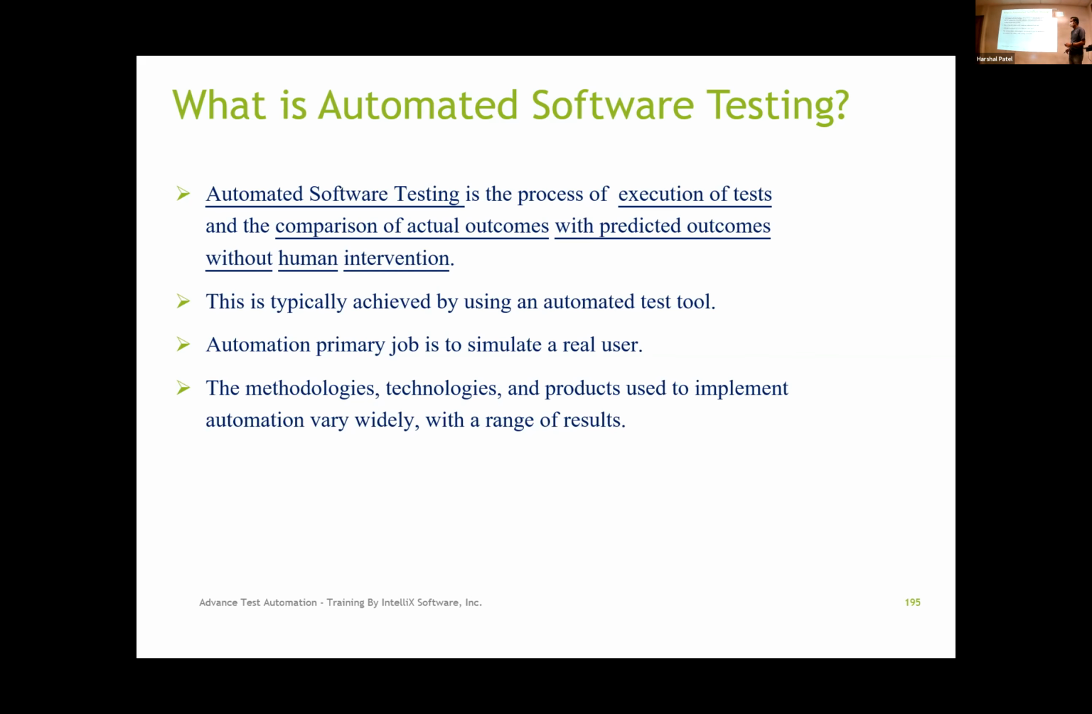So automation software testing is the process of executing tests and comparing actual outcomes with the predicted or expected outcome without human intervention. So you are doing the same process manually, and tools will try to simulate that process. That's what the tool will do for you. Here, the automation's primary job is to simulate a real user and then come up with the pass or fail result based on that.